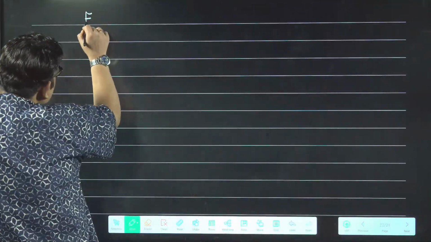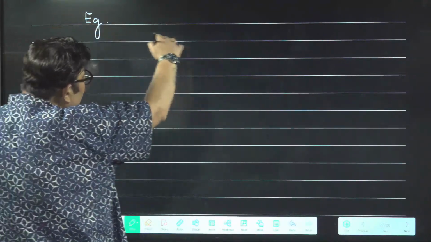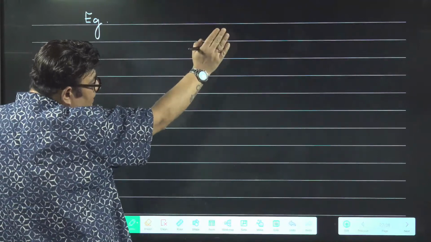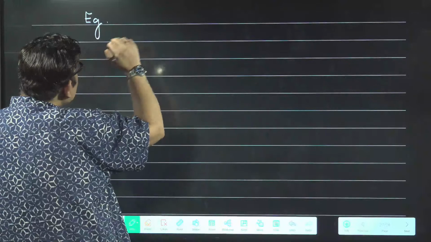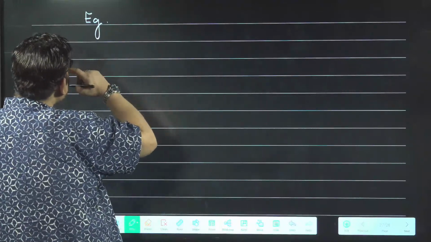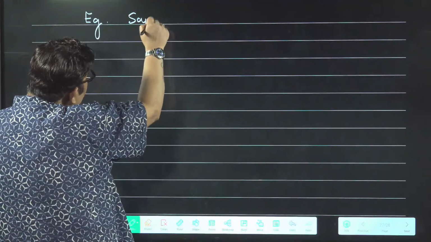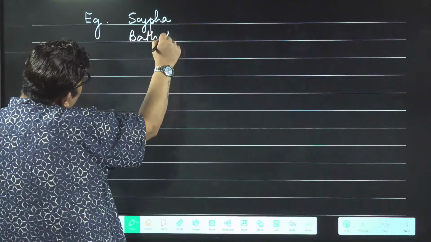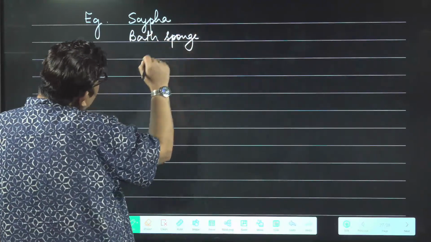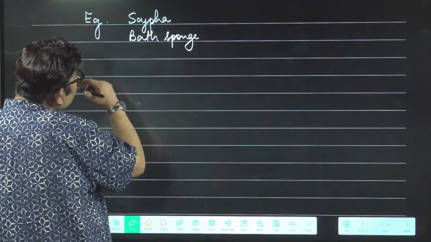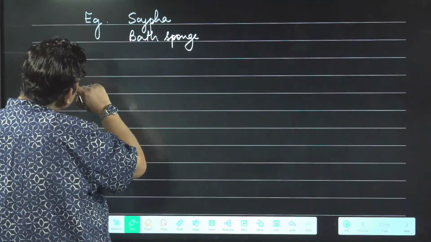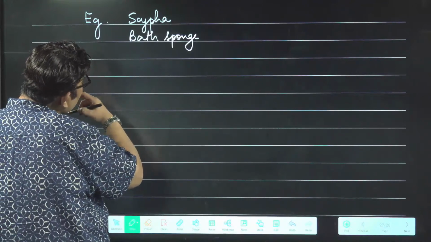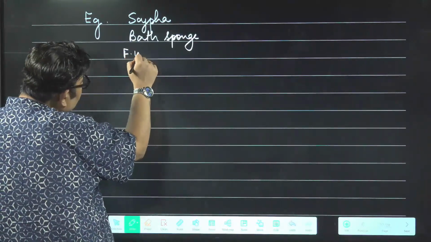Examples. I will also share with you a sheet containing examples, phylum name and examples. Only NCERT examples, nothing more than that. Example: there is something known as Scypha. There is something known as bath sponge. There is something known as freshwater sponge.